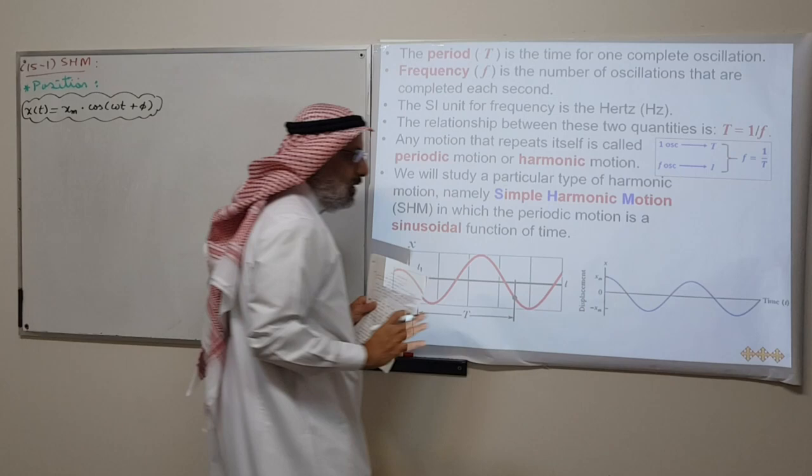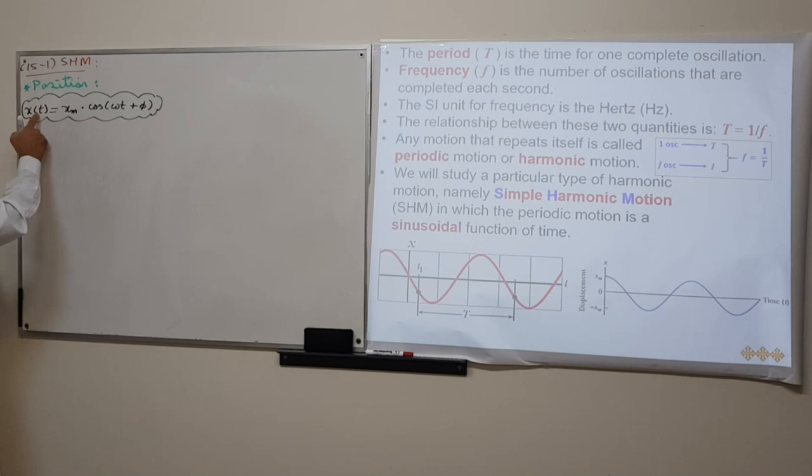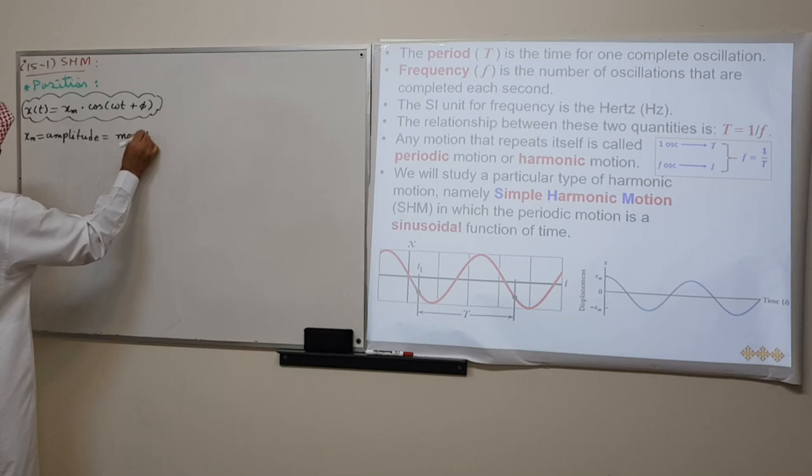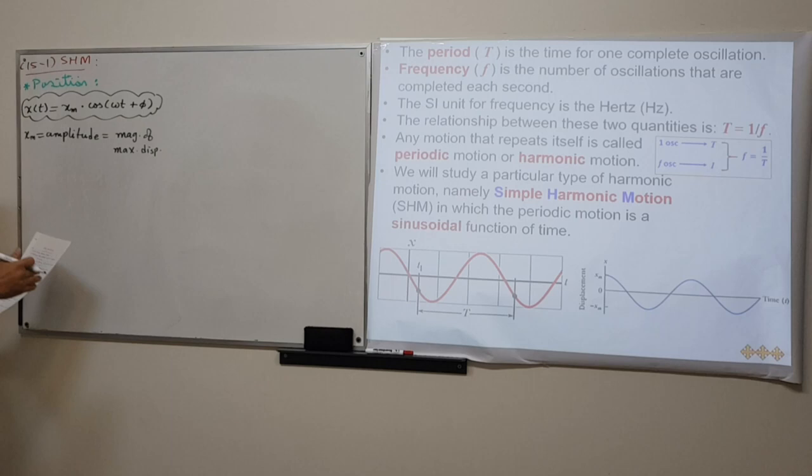Now let's see what we have. x is the position of the particle, t is the time. What is xm? xm is called the amplitude of the motion. The amplitude of the motion. And this is the magnitude of the maximum displacement. That is, how far can the particle go from the origin? It doesn't matter, this way or that way.